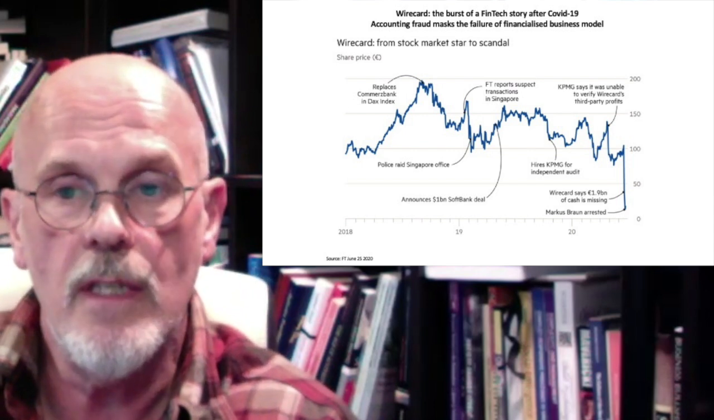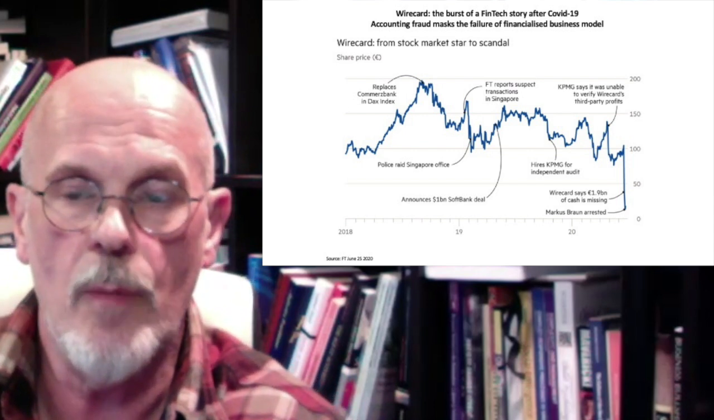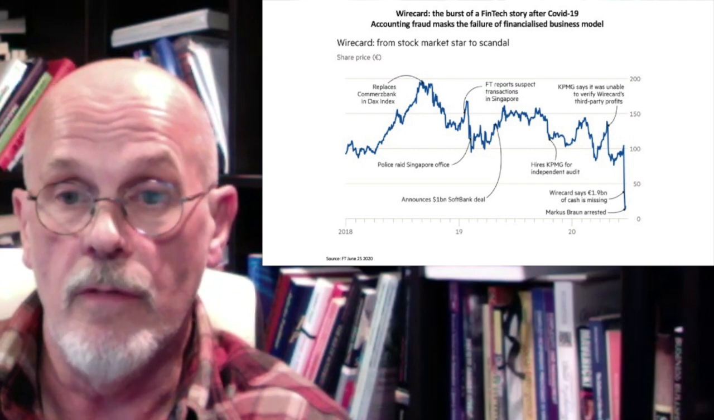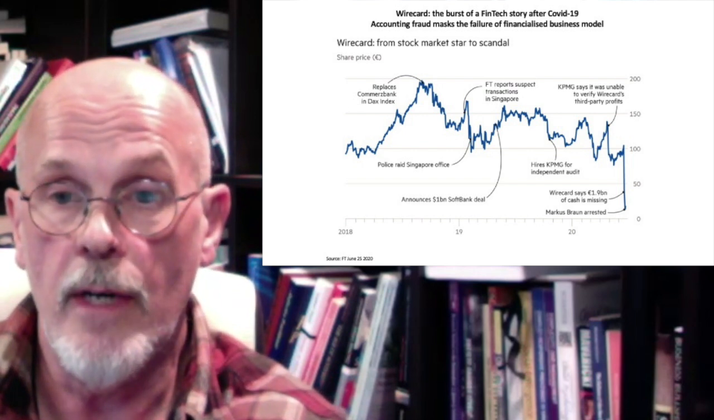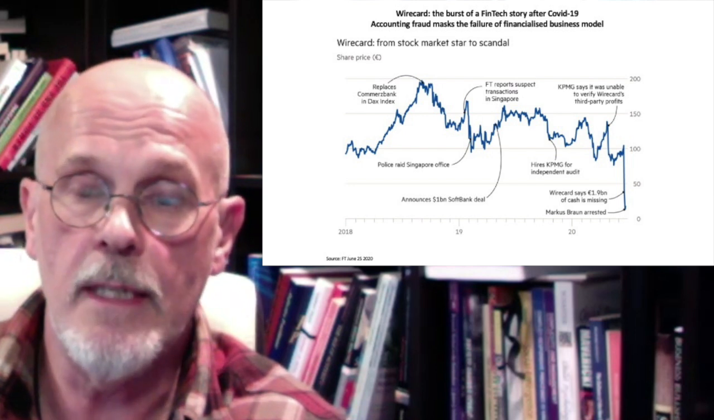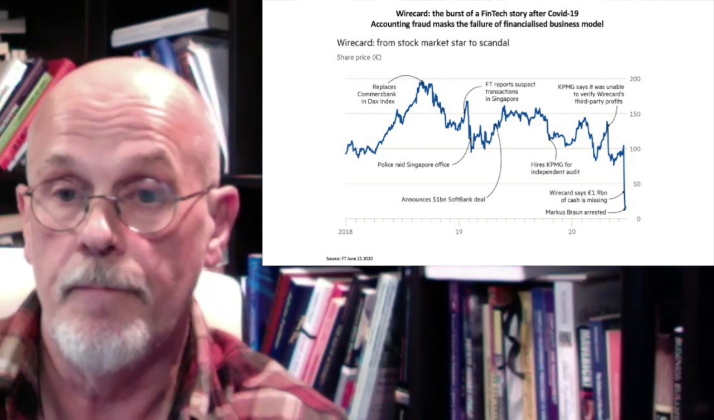If you don't know the story, it is basically that it was a fraudulent business that was operating, but continued to operate whilst insolvent and generate capital through the presentation of its business models.